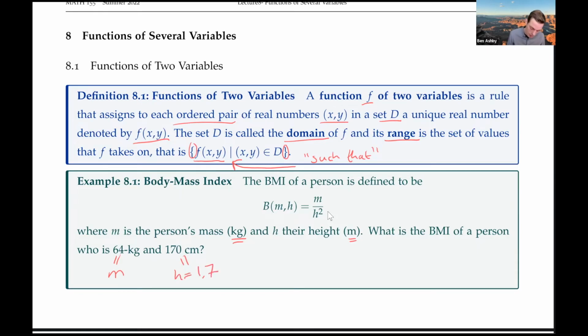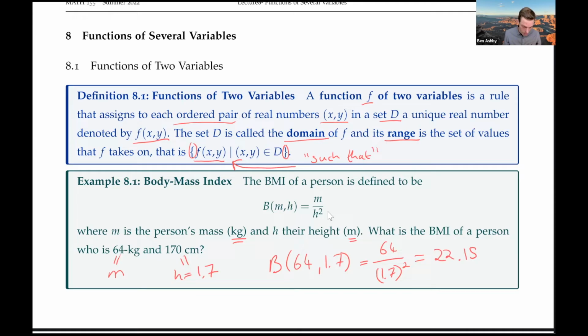Okay, so we write down B of the mass, which is 64, the height, which is 1.7 meters, and that's just going to be 64 over 1.7 squared, which is approximately 22.15. So this is just a way in which we can plug numbers into this formula, into this function, and we get an output, which is a real number here.